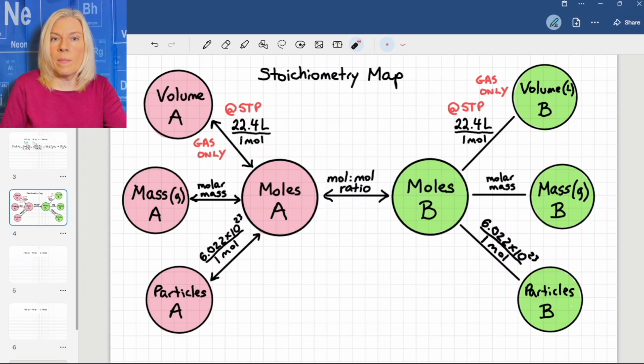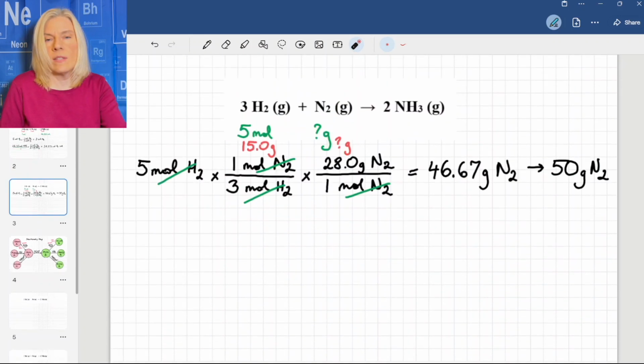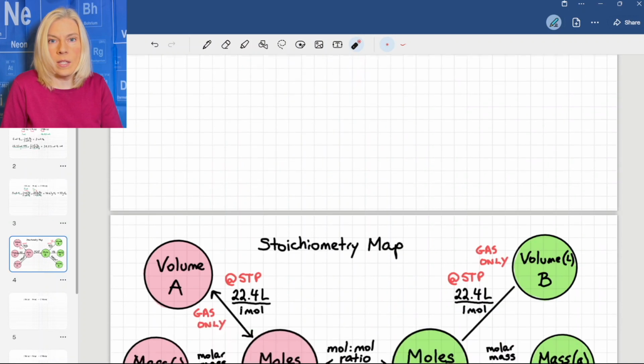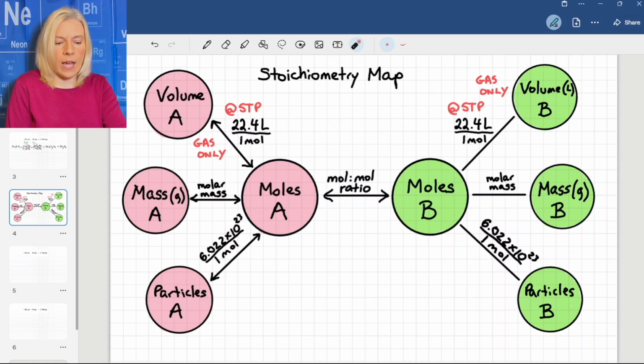So you're going to say, where am I on the map and where am I going? So let's look at our question. Our question is the red writing. If I have 15 grams of hydrogen, how many grams of nitrogen do I need to react with these 15 grams of hydrogen? Well, let's look at the map. We are with grams of hydrogen, that's substance A, and we're going to grams of nitrogen, that's my substance B. So I have to go from mass of A, use molar mass, go to moles of A, use my mole to mole ratio, go to moles of B, and then go to my mass of B.